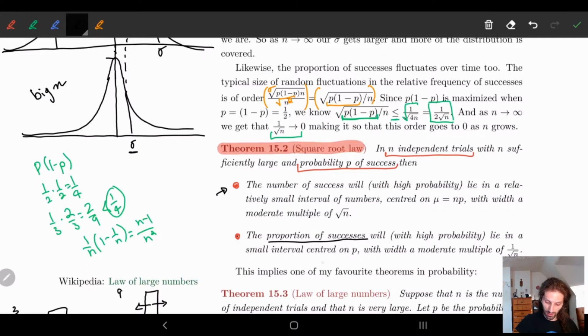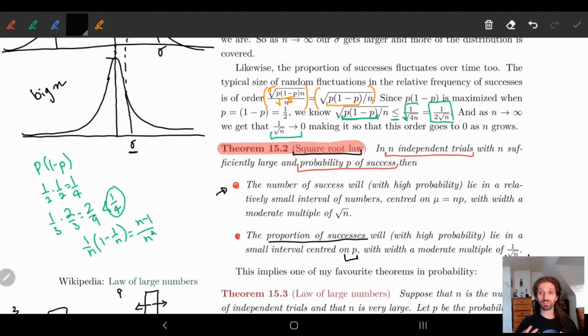And so this is going to lie on a small interval which is centered on p. So in other words, the probability p is going to be the most often seen. And then everything else is going to be 1 over square root of n. So that kind of gives us how these things are working, whether it's the proportion or the number of successes. And this law is basically coming to us called the square root law.